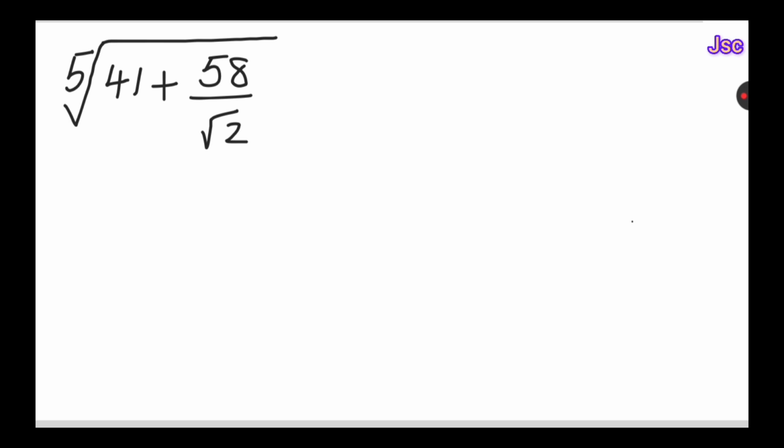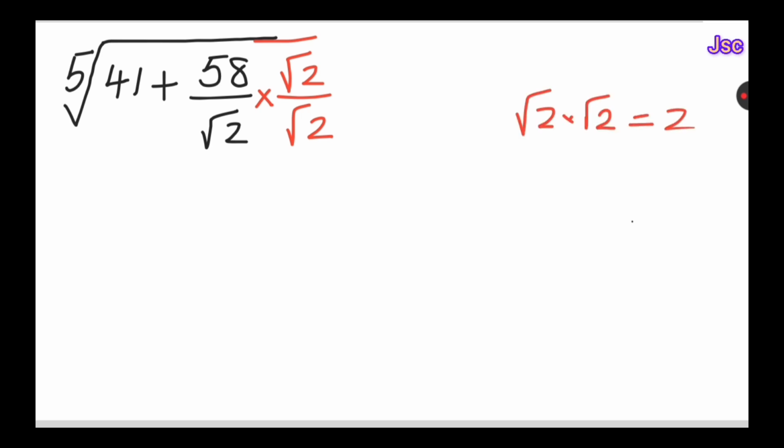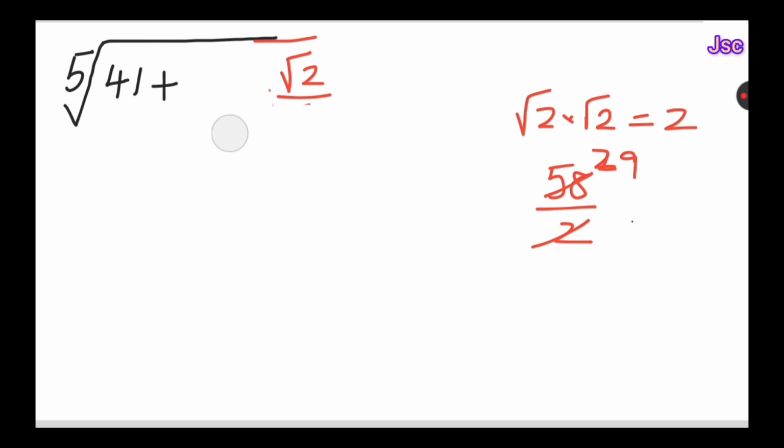So, to simplify this denominator, I'm going to multiply and divide by root 2. Then the denominator, root 2 times root 2, is 2. Let's take 2 here. So now 58 over 2, after cancelling, you will get 29. So let's write here 29. Now we have the fifth root of 41 plus 29 root 2.